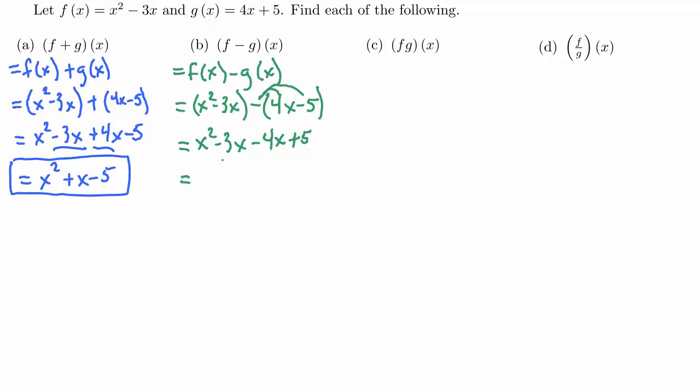Then I combine like terms. Negative 3x and negative 4x means x squared minus 7x minus 5.